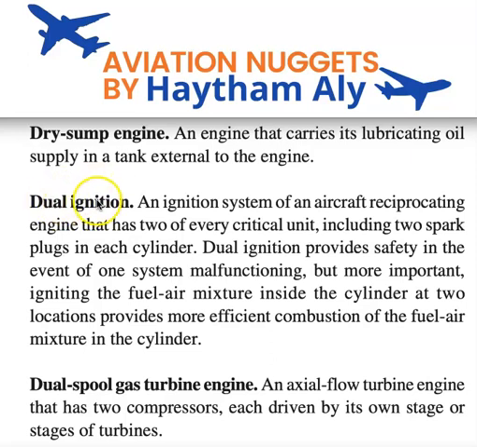Dual ignition is an ignition system mostly used in the reciprocating engine and in the gas turbine engine. So it is an ignition system of an aircraft reciprocating engine or gas turbine engine, it doesn't matter, that has two of every critical unit, including two spark plugs, two ignition leads, and two igniters. Dual ignition provides safety in the event of one system malfunction, so if one igniter or one ignition box fails, we still have another igniter, so it is for redundancy.